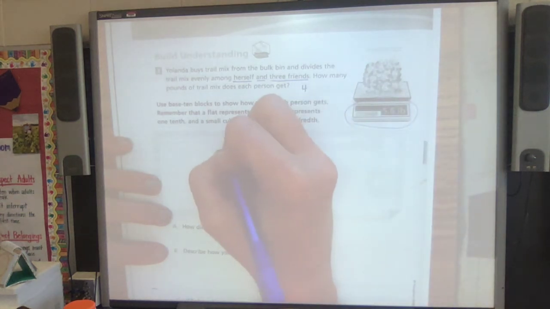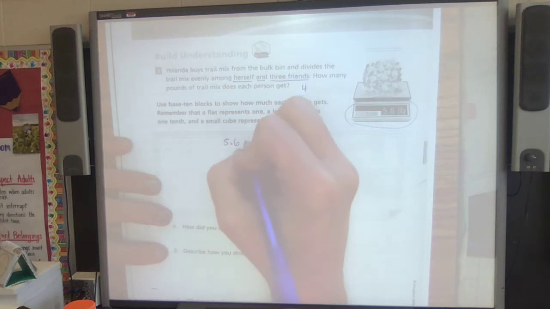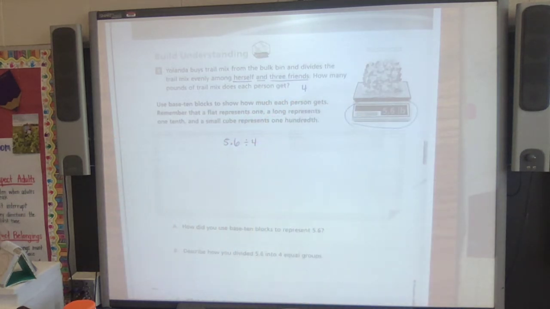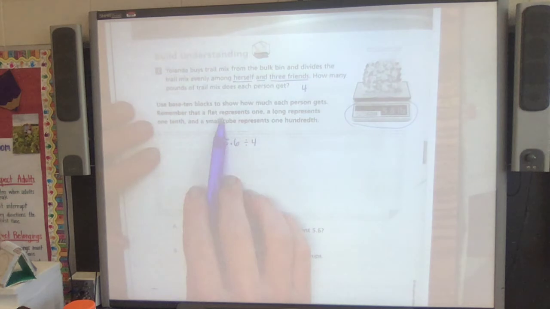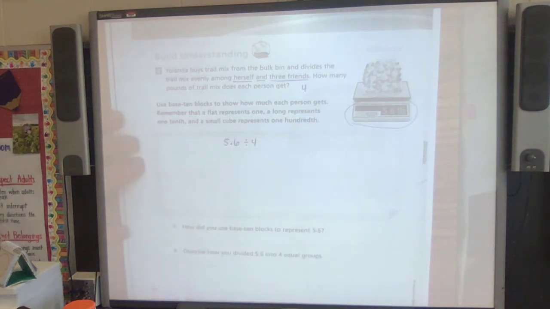So I like to write out what I'm doing. 5 6/10, and I'm dividing among 4 people. 5 6/10 pounds of trail mix with 4 friends. Herself and 3 friends, so that's 4. Okay, so it says use base 10 blocks to show how much each person gets. And it's saying flats are 1, a long is a 10th, small is 100.